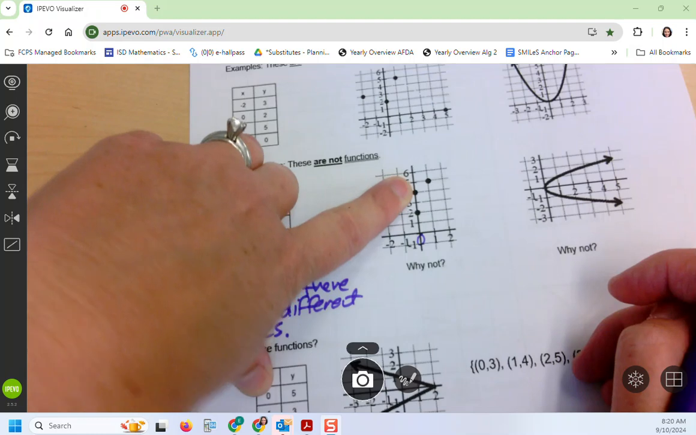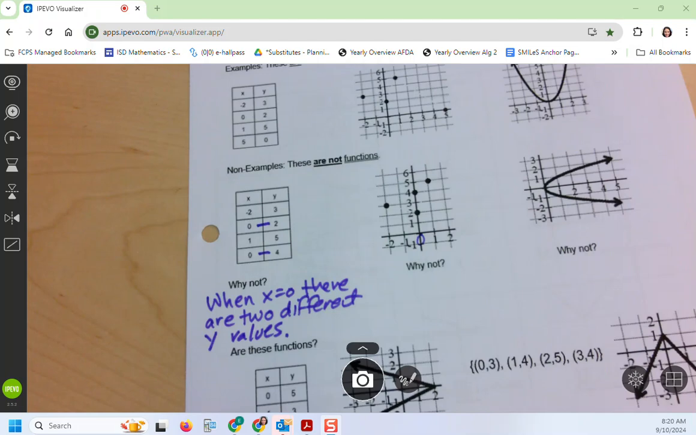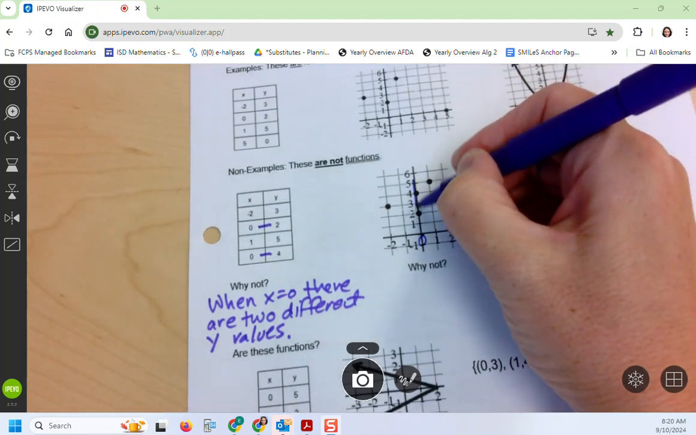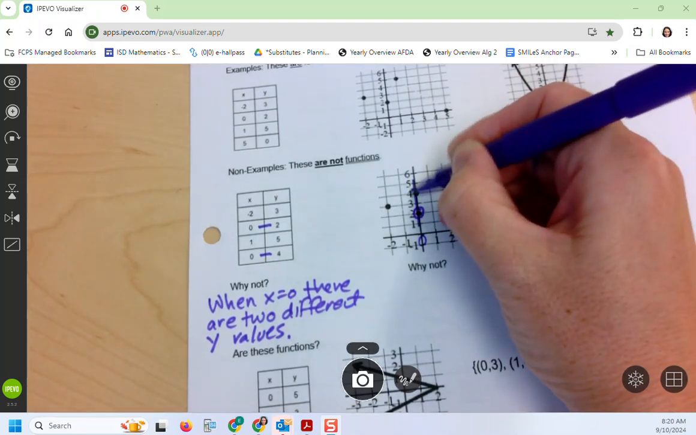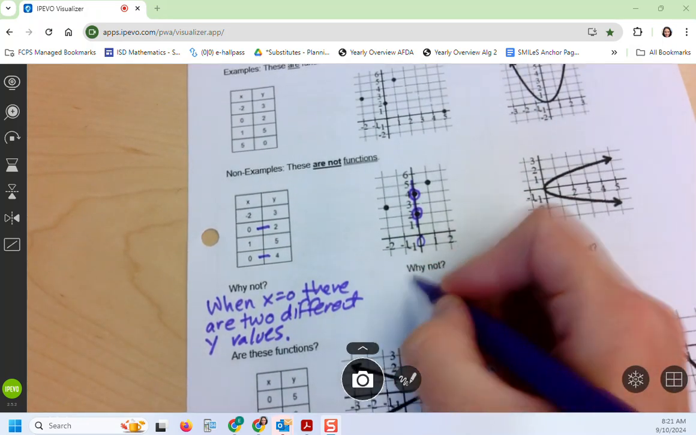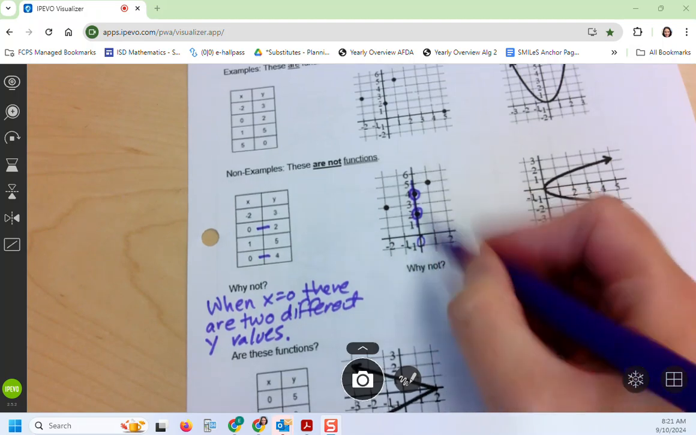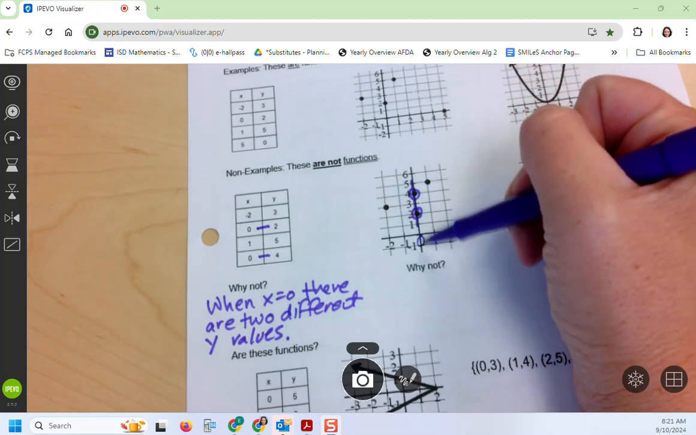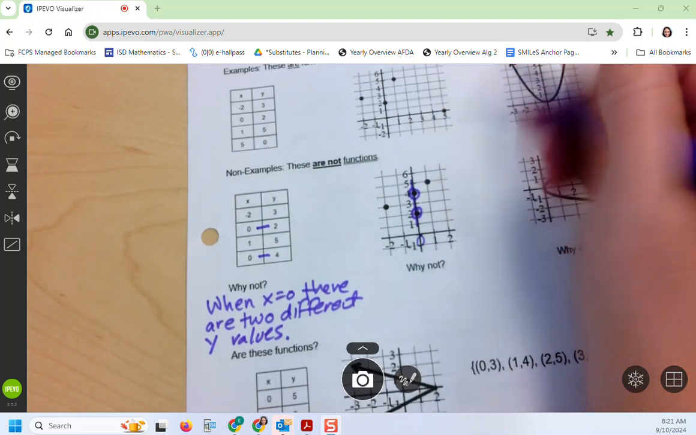Raise your hand if you remember doing something called the vertical line test before. Anybody remember doing that? Good. Okay. That's what the vertical line test is checking. It's checking to see, is there any x value that has more than one y? Okay? So it's actually the same exact description as before. When x equals 0, there are two different y values. But we can also say the vertical line test. I'd just like you to understand what the vertical line test is doing. And it's checking to see if there is an x value with more than one y value.